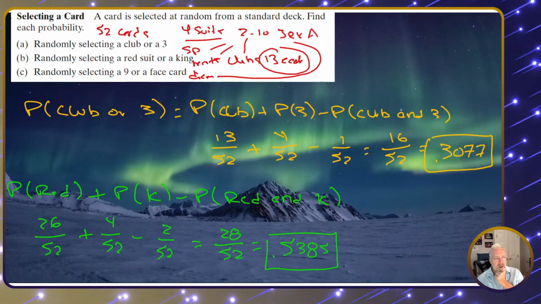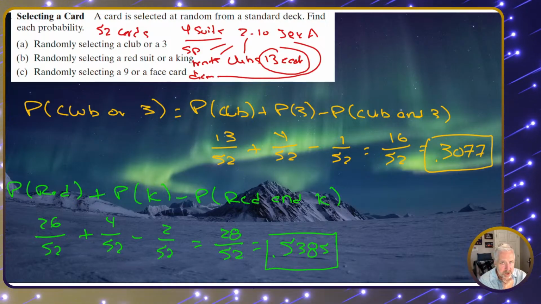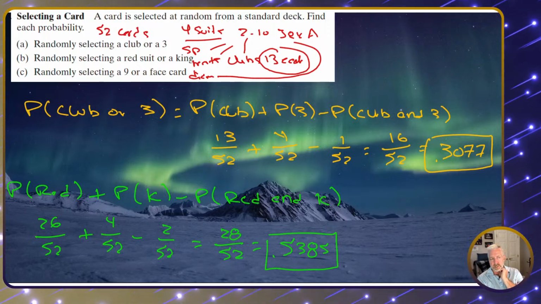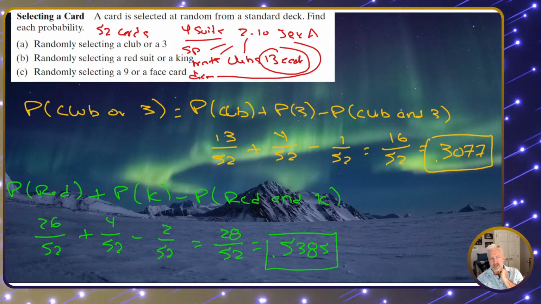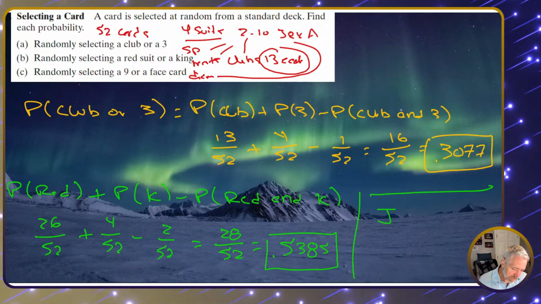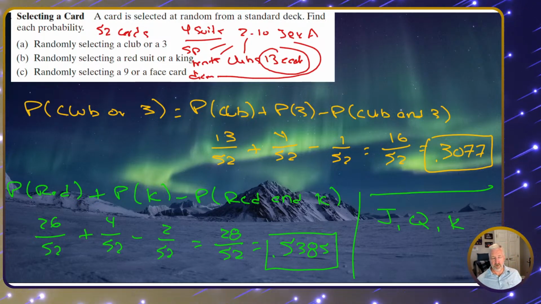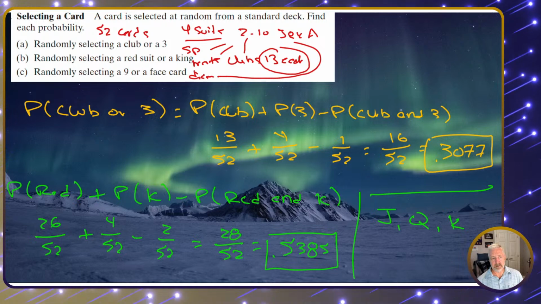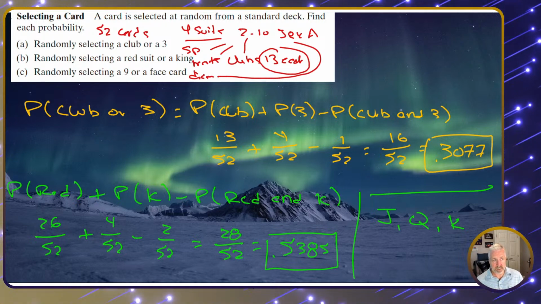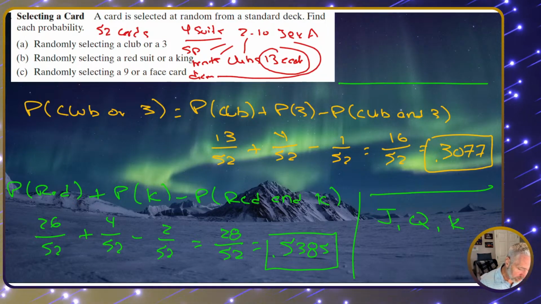Okay. The last one, randomly selecting a 9 or a face card. Right away, if you know cards, you should recognize that those are mutually exclusive events. You can't draw a 9 and a face card. Face cards are Jack, Queen, and King of all 4 suits, right? And a 9 is a 9. A 9 is not a Jack, Queen, or King. So if you were working this, I'm sorry that I can't erase here. Let me go up to the upper corner, see if I've got room up here.